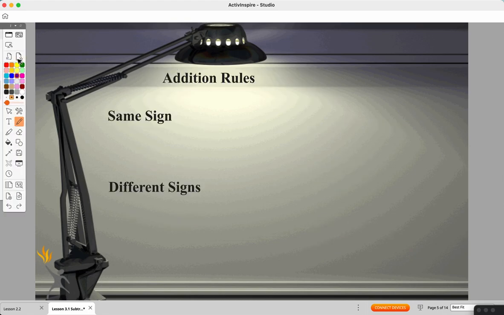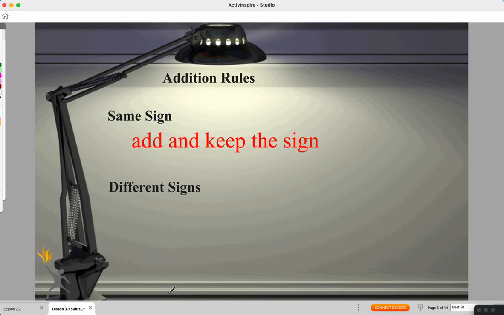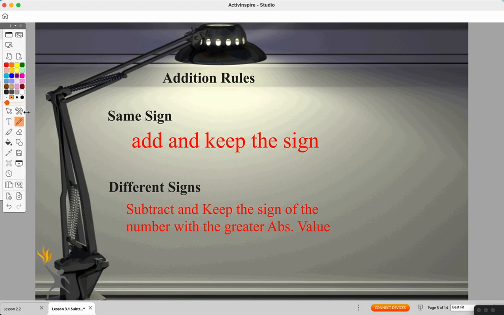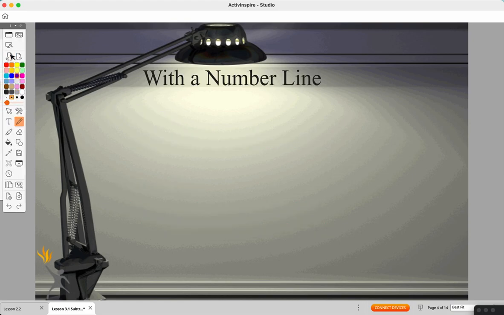So let's jump in. That's the same thing we came up with on this one. When we have the same signs, you're going to add and keep the sign, as we practiced yesterday. When you have different signs, you're going to subtract and keep the sign of the number with the greater absolute value. Now, that's addition. Now let's take a look at subtraction for a second.